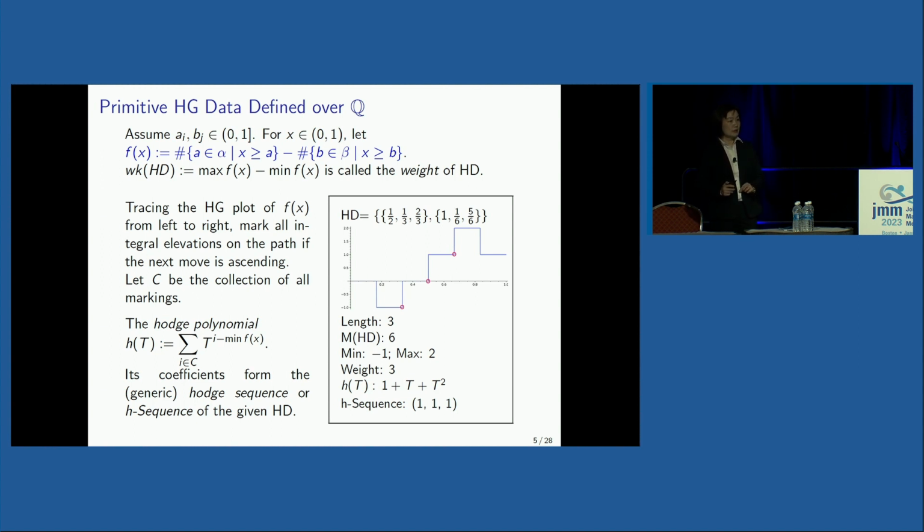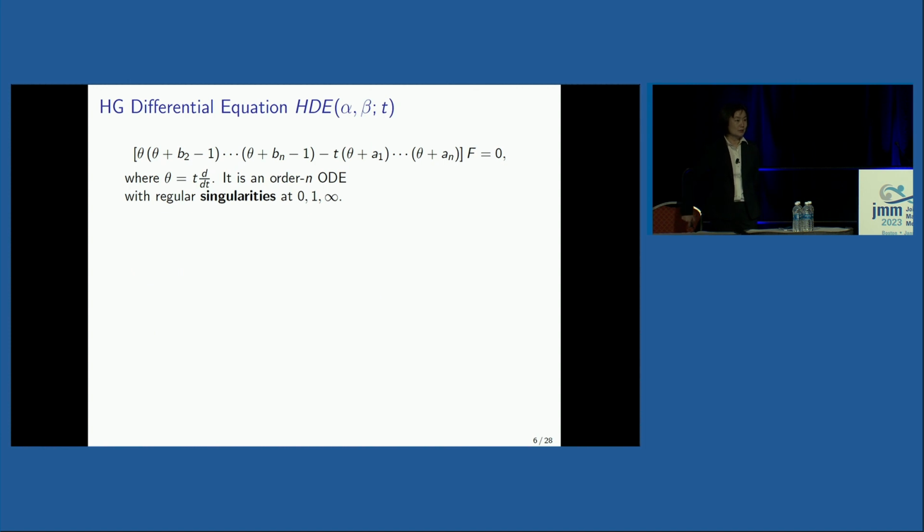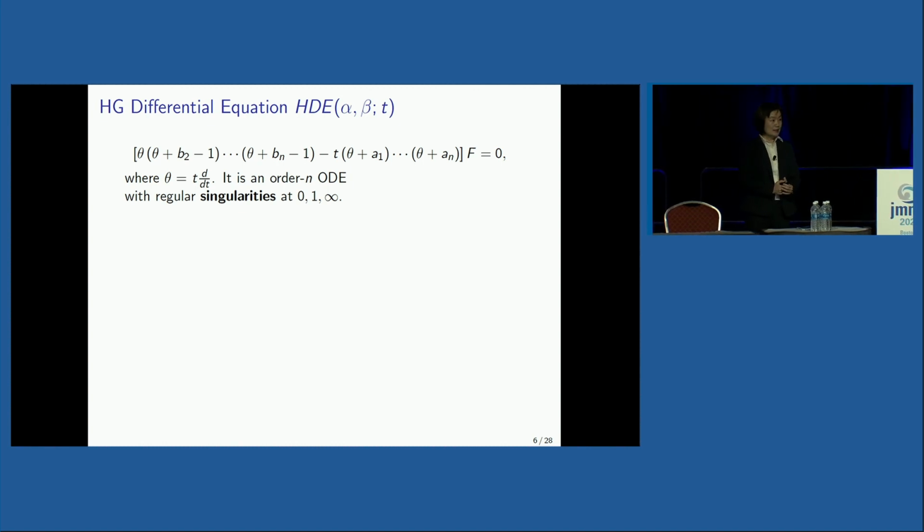And reading off the coefficients, we get the so-called Hodge sequence, or the H sequence, which is 1, 1, 1 for the present case. And if we go back to the general case, we get the hypergeometric differential equation for given alpha and beta. And it's written in terms of theta, which is t times d/dt. This is an ordinary differential equation with only 3 singularities, 0, 1, and infinity. The order of the differential equation will be m.